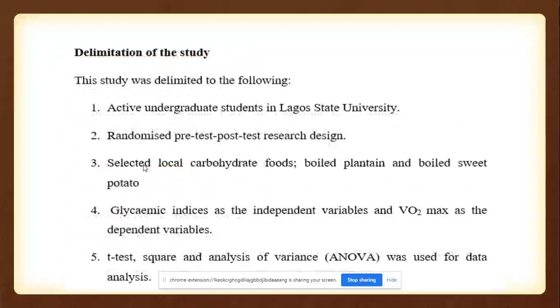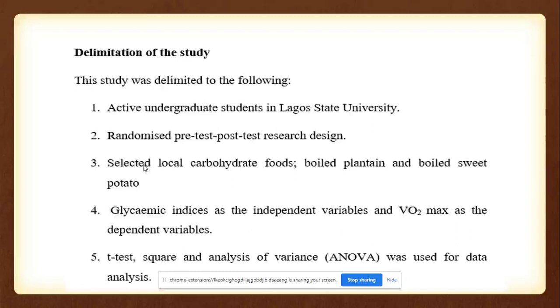So the next one is the delimitation of the study. It is also called the scope of the study. When we say the delimitation of the study, we are talking about the area. Your research cannot cover every area. So the particular area that your research wants to cover is what is called the delimitation of the study. And most times, it gives us the summary of what the work is about.